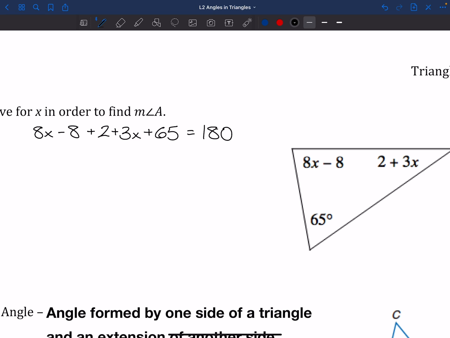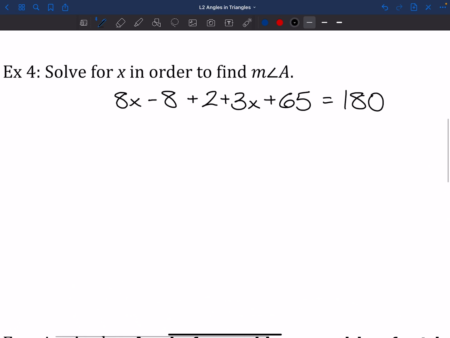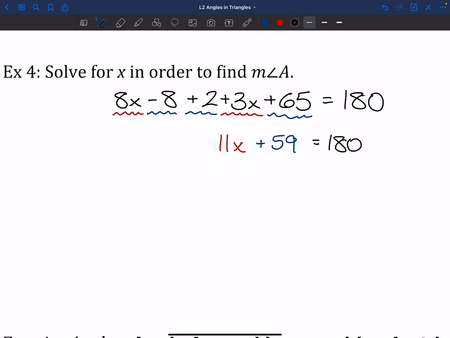So now that we've got this set up, I can kind of actually ignore the triangle for a little bit. I'm just going to solve this out. I have some like terms that I'm going to combine, right? Those x's can smush together. All these other numbers on the left side of the equal sign can also smush together, right? So the x's, 8x plus 3x will give us 11x. For the numbers, negative 8 plus 2 plus 65 is going to give me plus 59 there. Right? It still equals 180 on the other end.